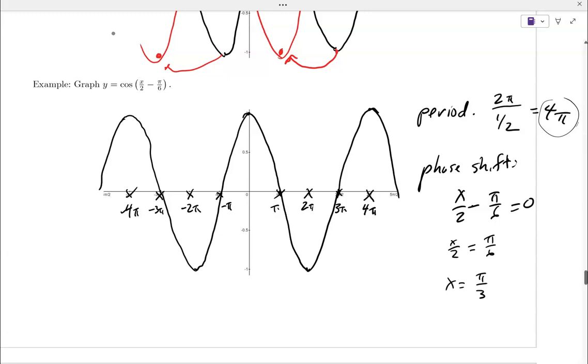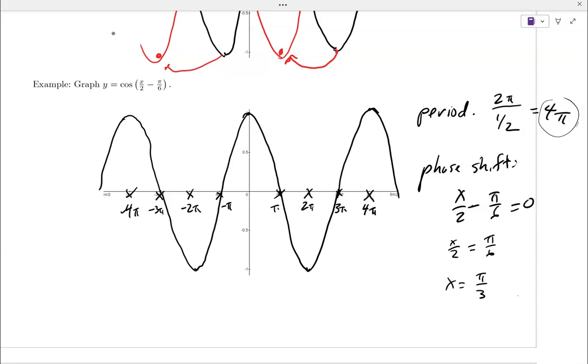Which way is it going to shift? When we shift, again, the phase shift here is positive. That's fine. Literally, the number is the phase shift, whether it's negative or positive. Which way are we going to shift the graph since it's positive? To the right. Good. So everything's going to go right pi over 3.